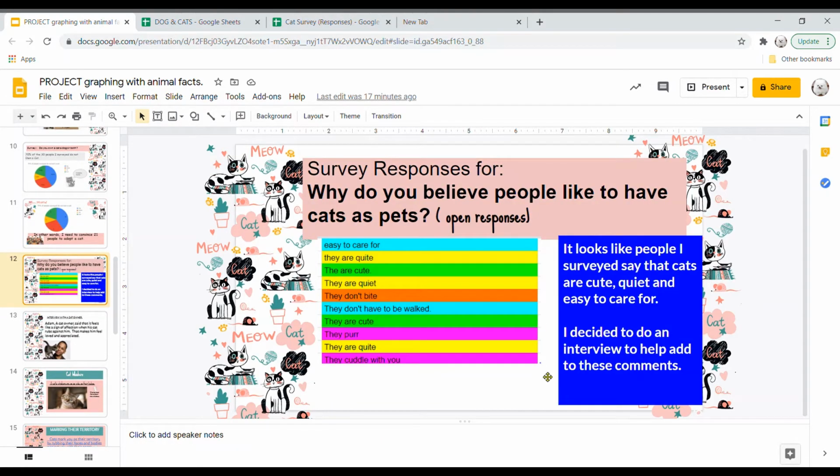An open response question I had asked in my survey, why do you believe people like to have cats as pets? These were some of the answers that I collected. I shaded them in colors to group them to similar responses. Easy to care for and they don't have to be walked are similar in response. It looks like people I surveyed say that cats are cute, quiet, and easy to care for.